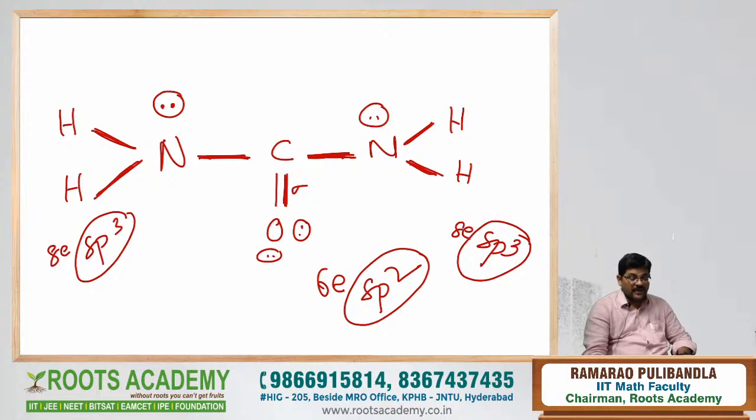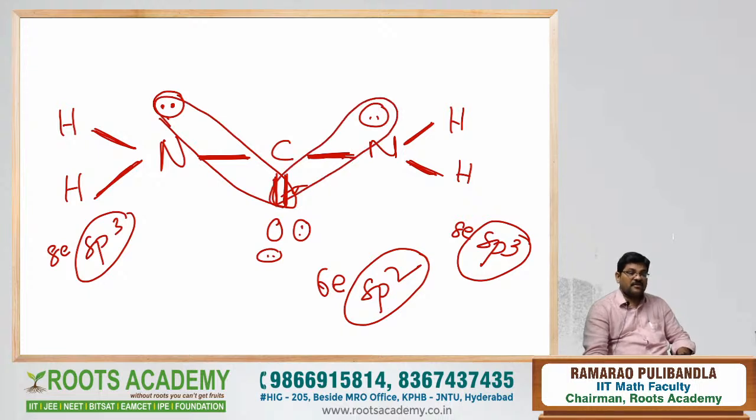Because of lone pair conjugation. See, a nitrogen lone pair and a double bond separated by a single bond is called lone pair double bond conjugation. Is there a double bond? Is there a lone pair? Separated by a single bond, lone pair double bond conjugation is there. So because of lone pair double bond conjugation, the hybridization is always sp2.